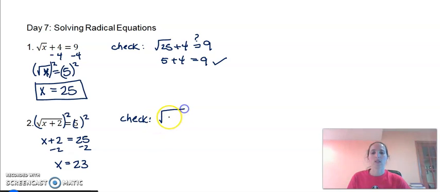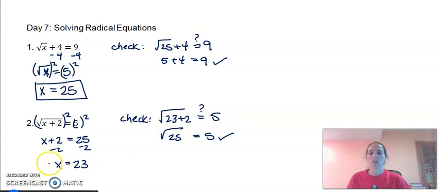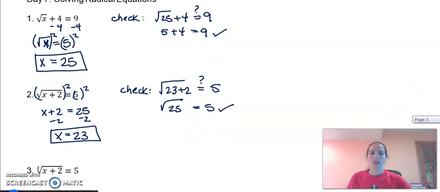You should check, again, anytime you're doing a square root problem. So you want to know, is the square root of 23 plus 2 equal to 5? So does the square root of 25 equal 5? And the answer is yes. So my answer to this second problem is 23. So our solving techniques are no different than you've seen in previous studies.